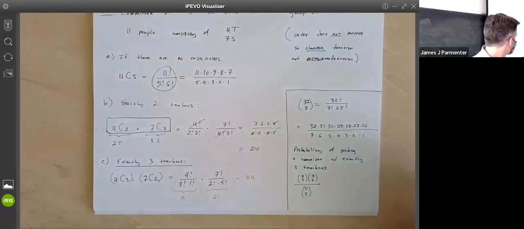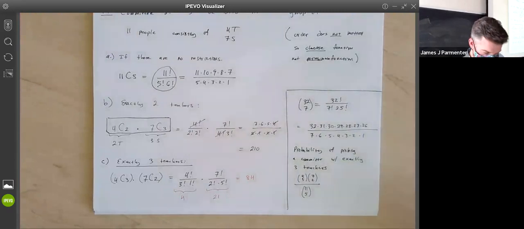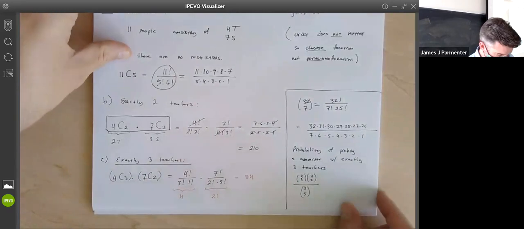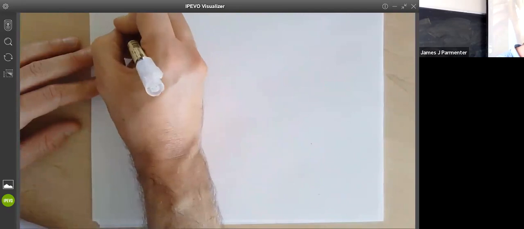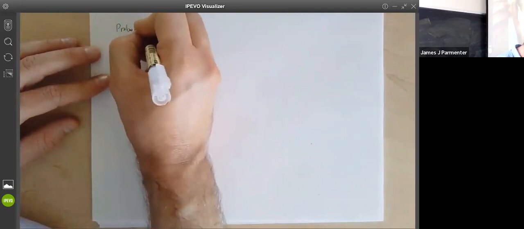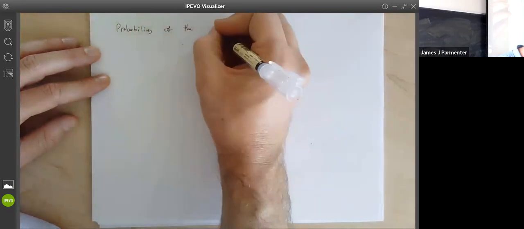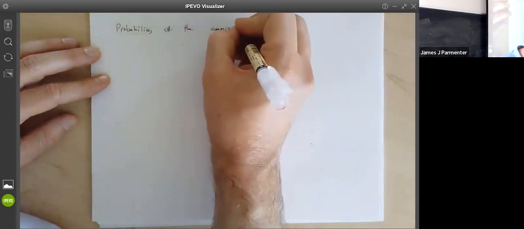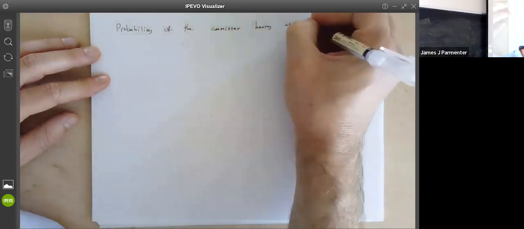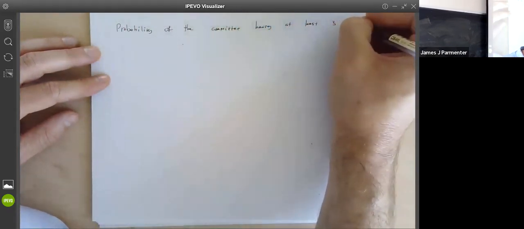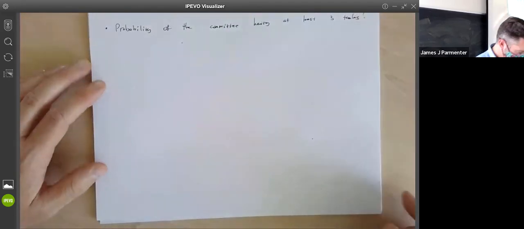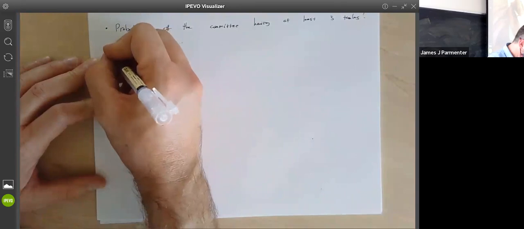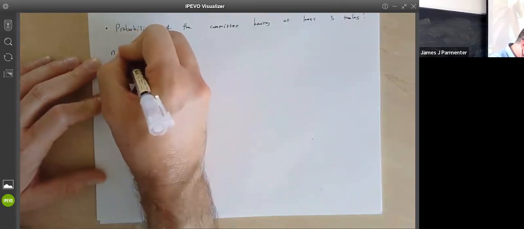So if it's the same thing, the probability with at least 3 teachers, do you want to do the probability or the number? Probability. Okay, well, we're still going to do both. So what if I wanted to find the probability of the committee having at least 3 teachers? Okay, so we're going to count the number of ways of having at least 3 teachers.